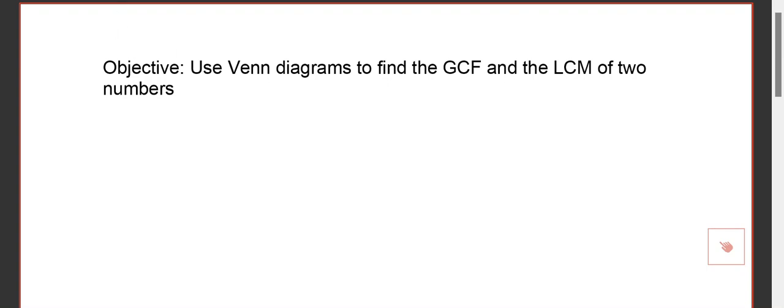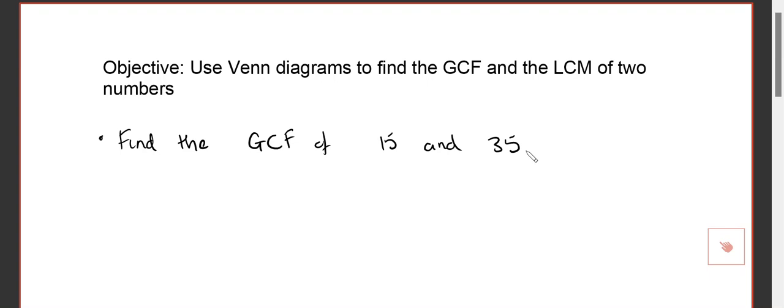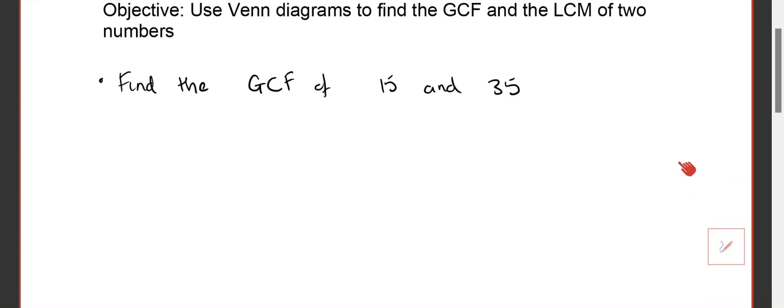What I'm going to do then, guys, is we are going to do a question. Find the GCF of 15 and 35. What is GCF again? Greatest common factor. Just because it's the way I prefer, I'm going to use the tree method again.